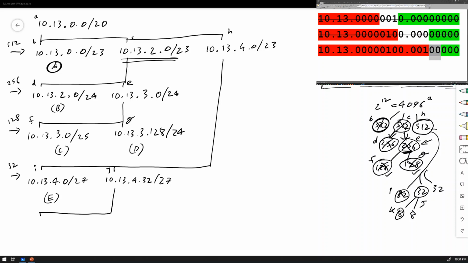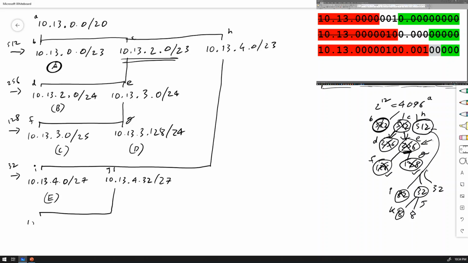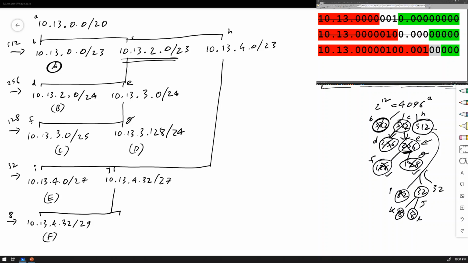So if you notice, 4 into 8 is 32. So the first combination says that it's 10.13.4.32, and because this line is of 8, this would be 29, and I'll give it to F. So I have used this up, and then I'll go to this one. So this is L, and I'll just bring it out and change the combination on our main calculation place.